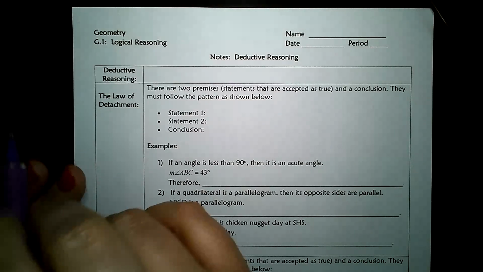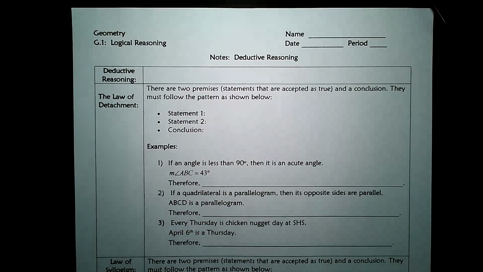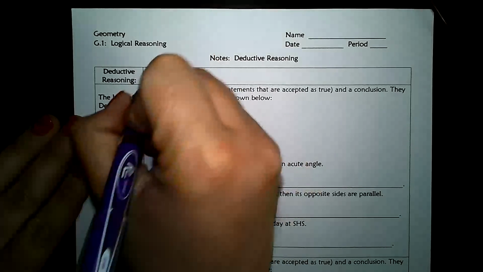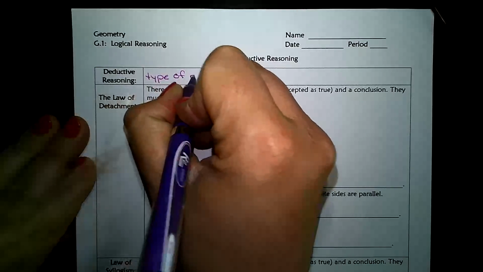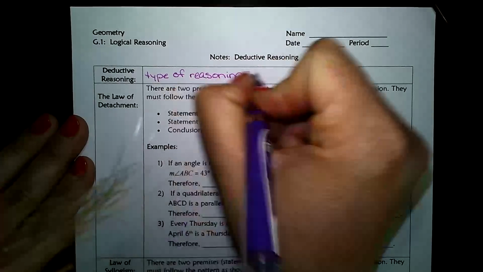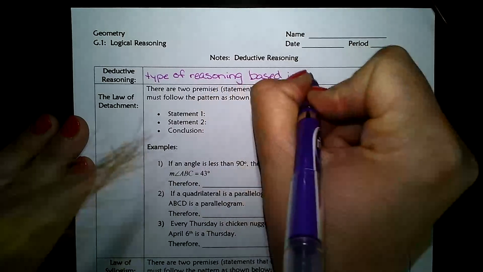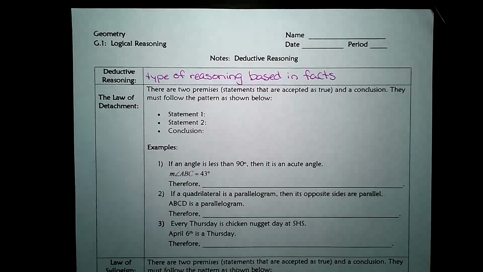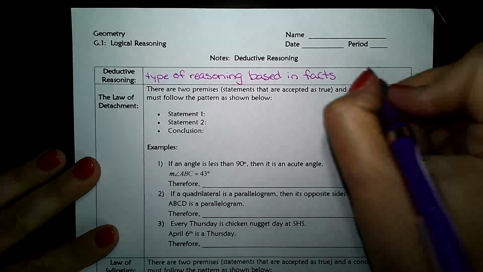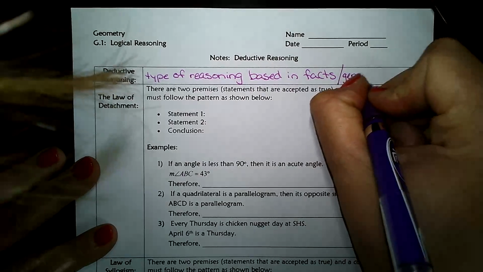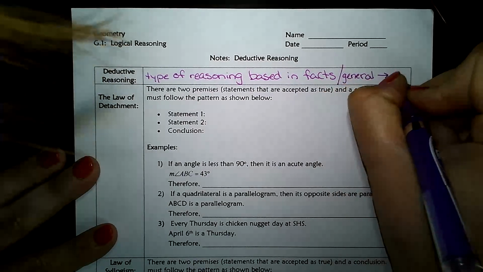Let's begin. Deductive reasoning is a type of reasoning or a type of logic that's based in fact. And since geometry is all about postulates and theorems and definitions and facts, that's the type of reasoning we're going to be studying today. Usually, deductive reasoning takes a proven, generalized statement to form a specific conclusion. So you'll be working from a general concept towards a specific conclusion.